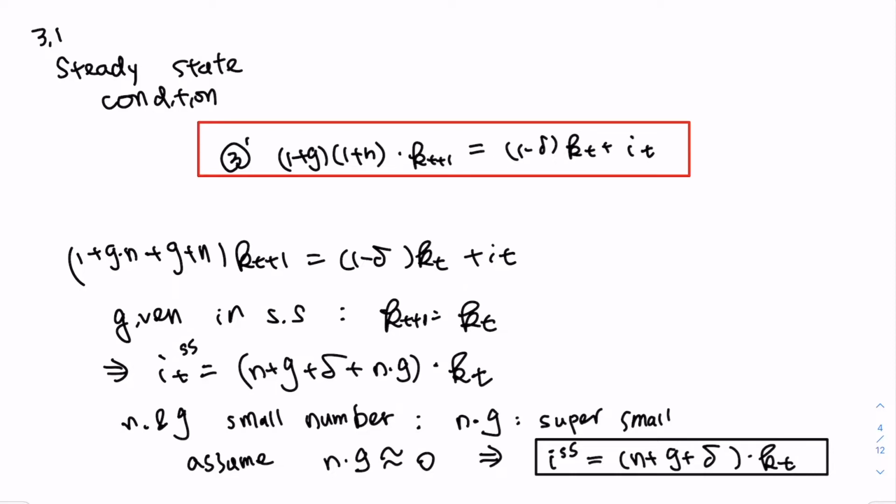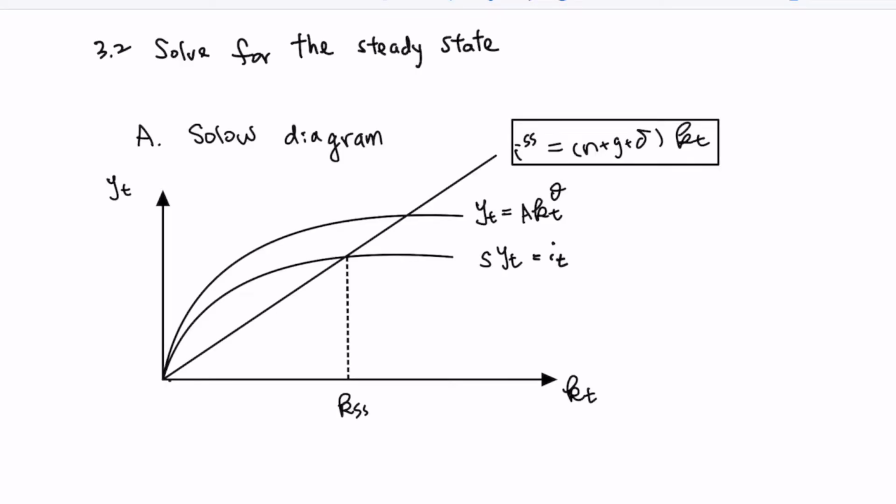Based on this steady state condition, we also want to draw the Solow diagram and solve for the steady state of this model numerically. To begin with, we want to look at how to solve for the steady state for the Solow model using the Solow diagram. The only difference of this Solow diagram from the previous Solow diagram we drew is in here. That is, now the steady state condition is different from our earlier one, because now we have technological growth and population growth.